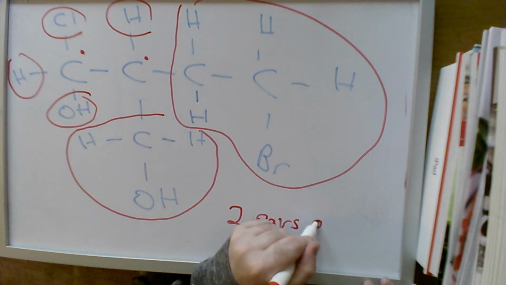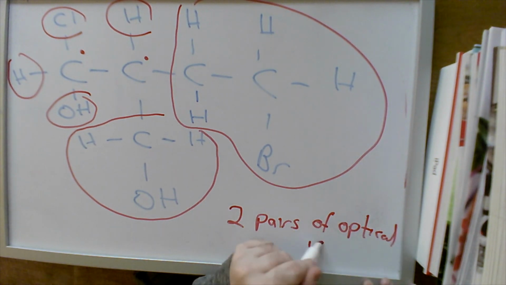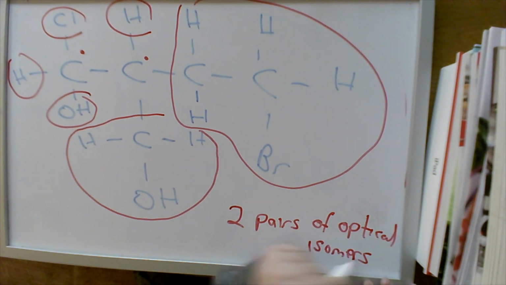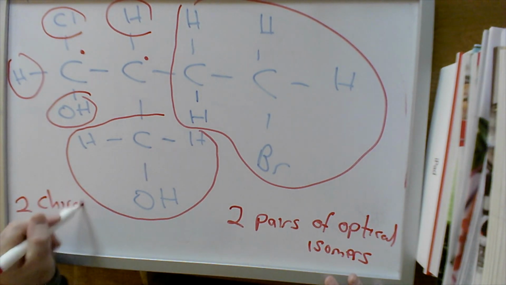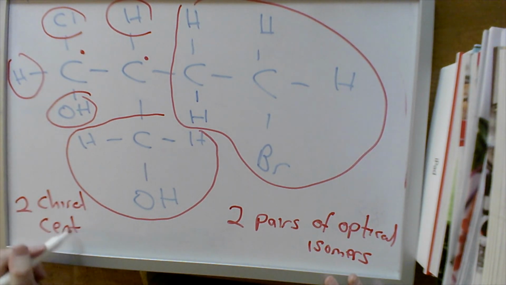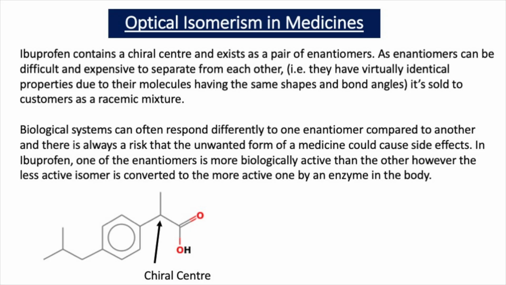Now, because optical isomers have virtually the same properties, apart from their ability to rotate plane polarized light, separating a mixture of optical isomers can be difficult. So therefore, chemists look to avoid having chiral centers, because if they have too many chiral centers, it means lots of pairs of isomers, and it's difficult to separate them.